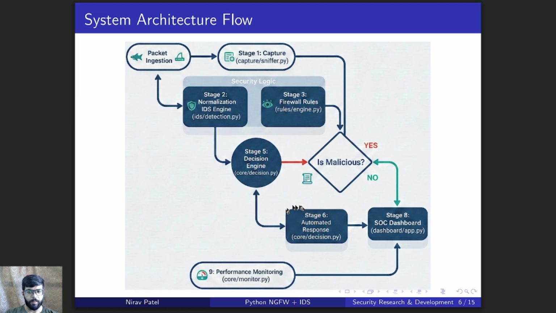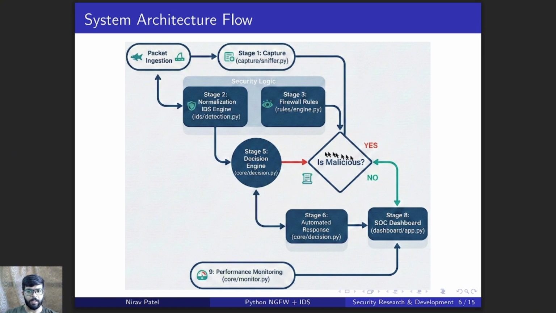So let's see the stage 6 automated response. Stage 6 implements real-time defensive actions. This includes dynamic rule injection, IP blacklisting, and escalated threat classification. This creates a feedback loop. The system strengthens itself against repeated attackers.